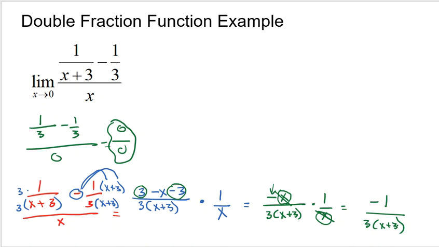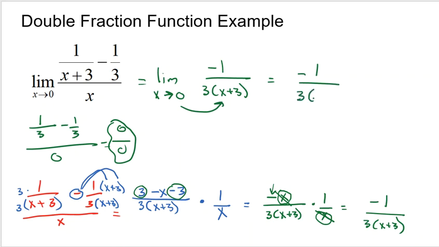I did something that made the function look different, but not really be different. So now this original problem can be looked at as the limit as x approaches 0 of negative 1 over 3 times x plus 3. Now that I got those x's to cancel, I'm going to plug 0 back in. I'm going to go back to direct substitution. And I get negative 1 divided by 3 times 0 plus 3. Well, 0 plus 3 is 3. 3 times 3 is 9. So there's my answer of negative 1/9.